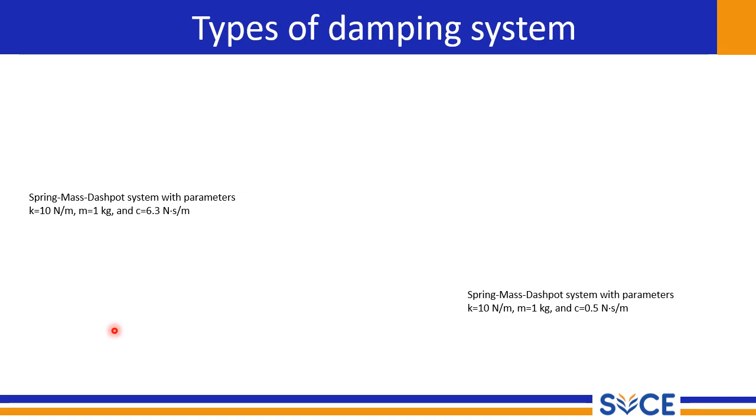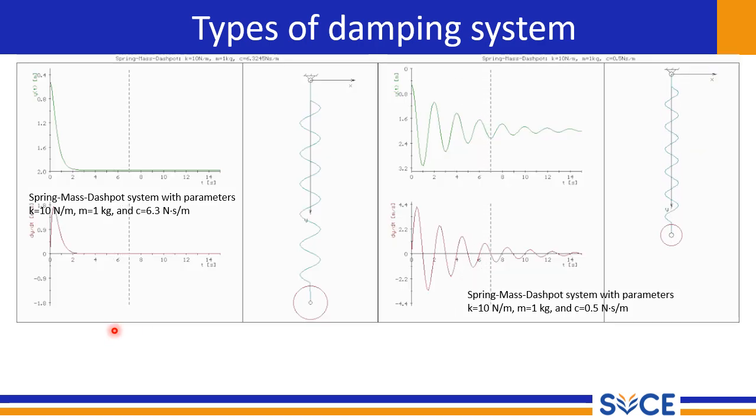In this slide, we will explore the difference between critically damped and underdamped systems within the spring mass dashpot framework. First, let me look at the right side. This is the one we already discussed, that is the underdamped system. Let me look at the left side of the slide, where we have a system with a spring constant K equal to 10 Newton per meter, mass is 1 kg and damping coefficient is 6.324. See how great the value is.